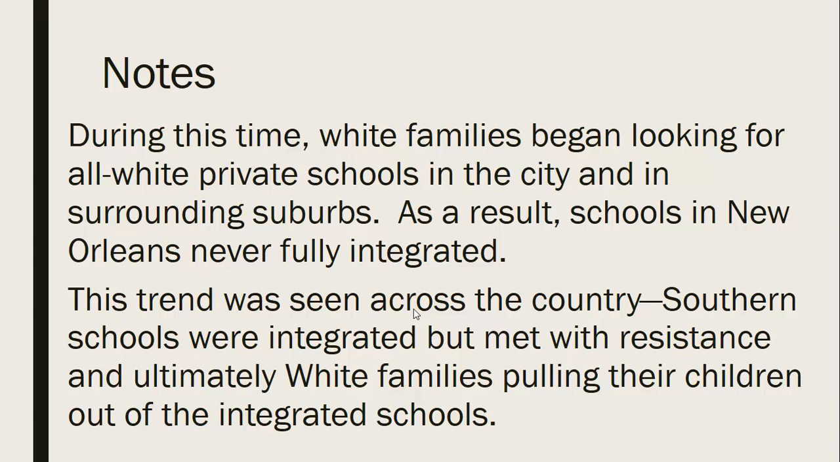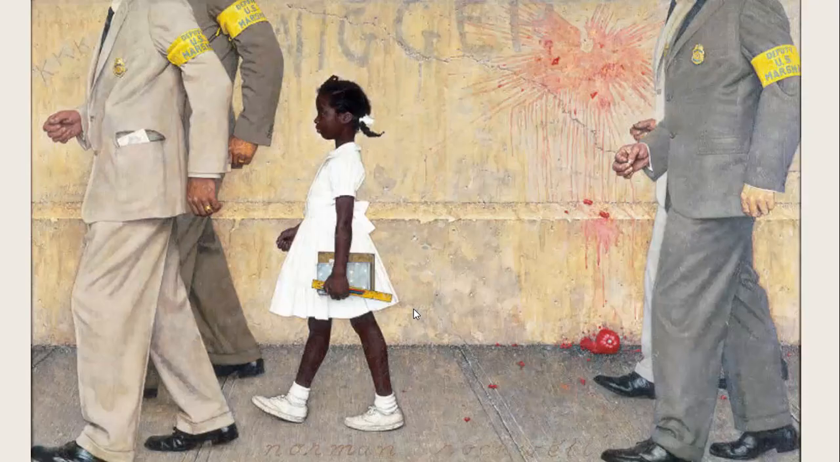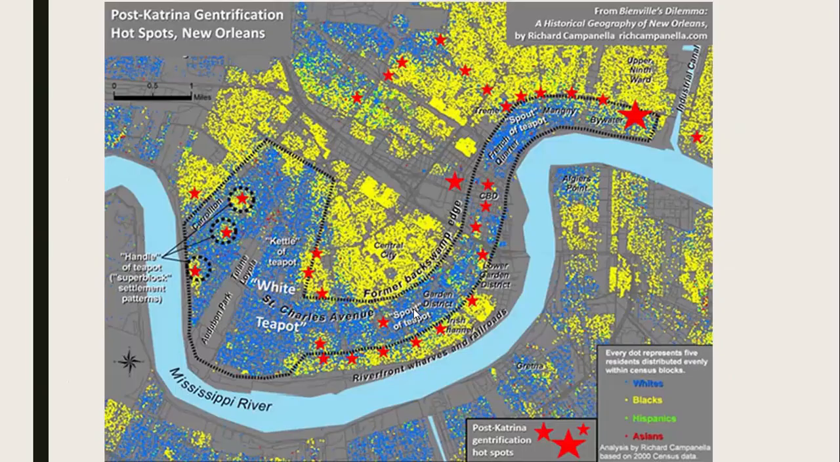And this trend was seen across this country. Southern schools were integrated, but they were met with resistance, and ultimately white families would pull their children out of integrated schools. And so even though Ruby Bridges did many incredible and world-changing things, our city reacted in a really poor way.